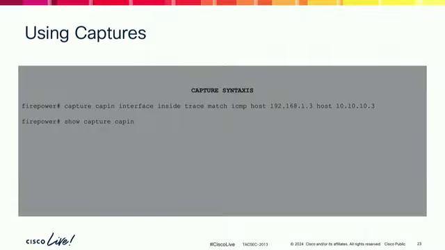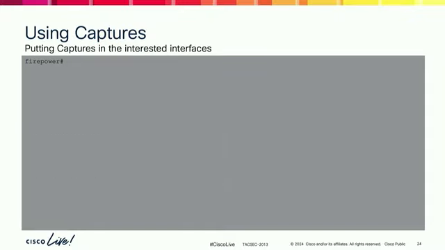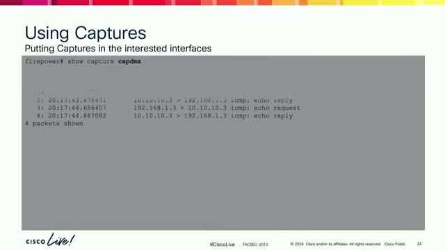So if we put show capture capin, that is the name of our capture, we're going to see that we have this connectivity, right? We have the request and the reply. So there is a good connection there. If we do the same on the other interface, where the egress interface is, the DMZ zone, we have the same packets because we have bidirectional communication, so everything is good there.